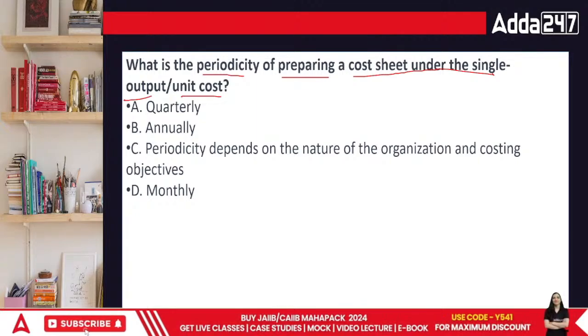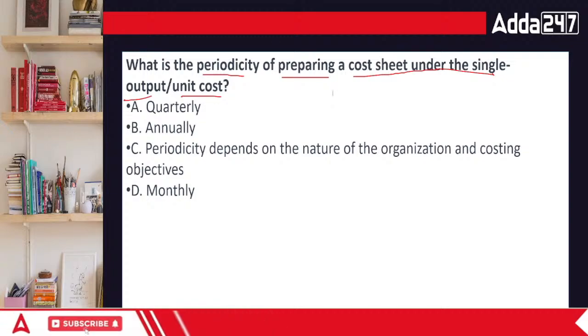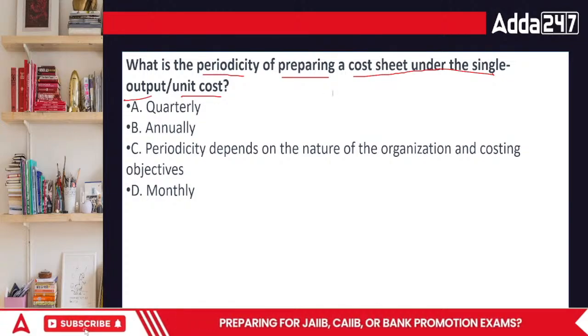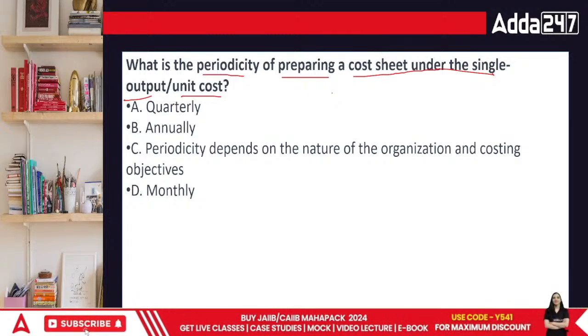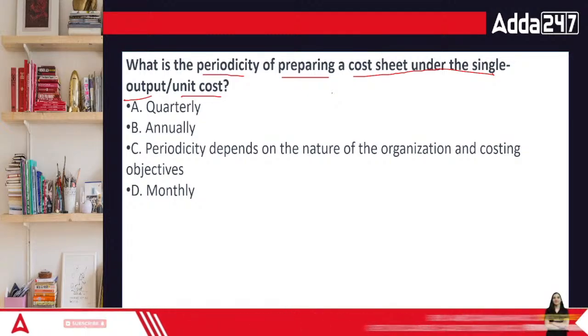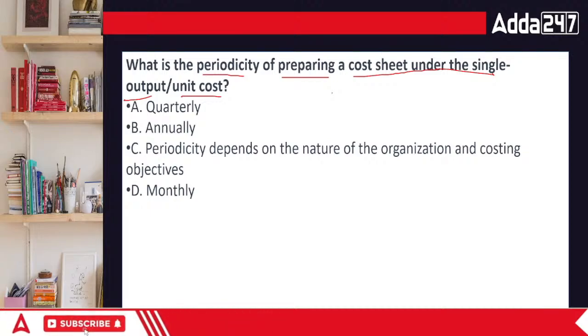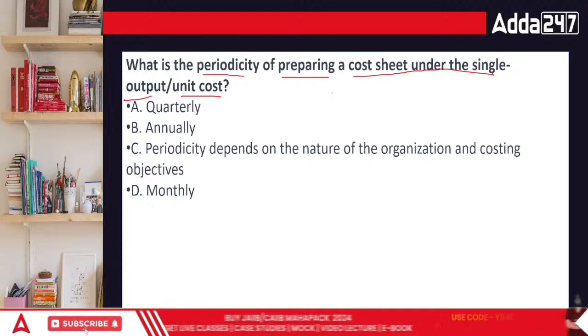Definitely every kind of information is prepared annually. Okay, everything is prepared normally annually. But in this case, when we are producing one particular good and it has a specific production life cycle, then periodicity depends on the nature of the organization and costing objectives.